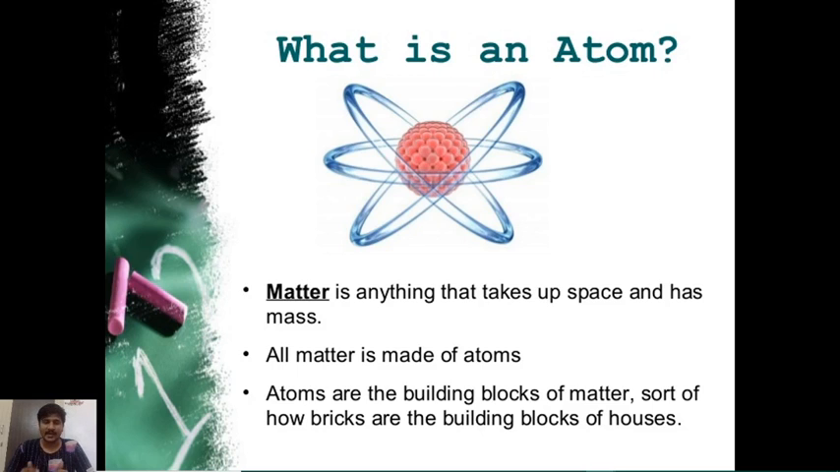All matter is made of atoms. Atoms are the building blocks of matter, sort of how bricks are the building blocks of a house. We know that a particular house is made of bricks. An individual brick doesn't matter much, but that particular group of bricks makes a huge structure. Just the same, an atom is the basic unit of matter, and many types of atoms combine with each other and form matter.